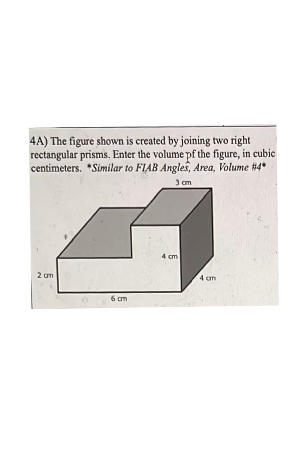All right, so the figure shown is created by joining 2 right rectangular prisms. Find the volume of the figure in cubic centimeters. And this is similar to FIAB, angles, area, and volume, problem number 4. So if we slice this three-dimensional shape this way, you can see it's like they added a smaller brick on top of a larger brick. So the larger brick would be on the bottom, the smaller brick would be on the top.